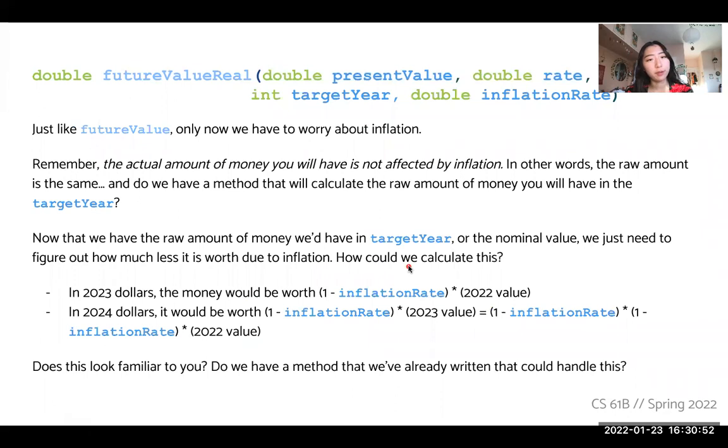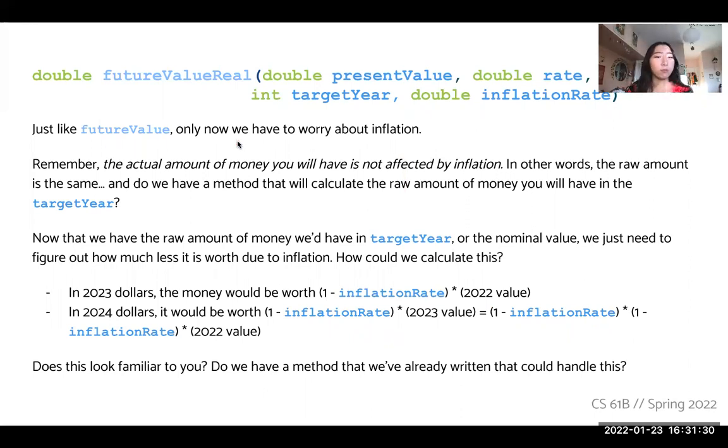Now we're going to talk about future value real. This is just like future value, only now we have to worry about inflation. Remember, the actual amount of money you will have is not affected by inflation. Or in other words, the raw amount is the same. Do we have a method that's going to calculate that raw amount of money you will have in the target year? I repeat, do we have a method that says, if you put this present value in the bank with an interest rate of rate, this is how much money you'll have in the target year? It'd be so nice if we had a method like that.